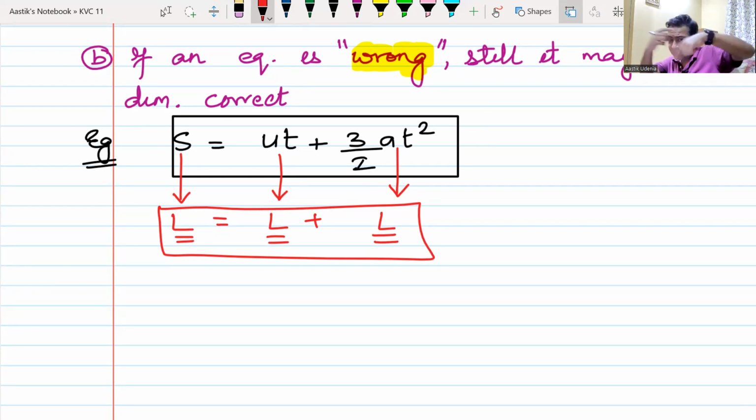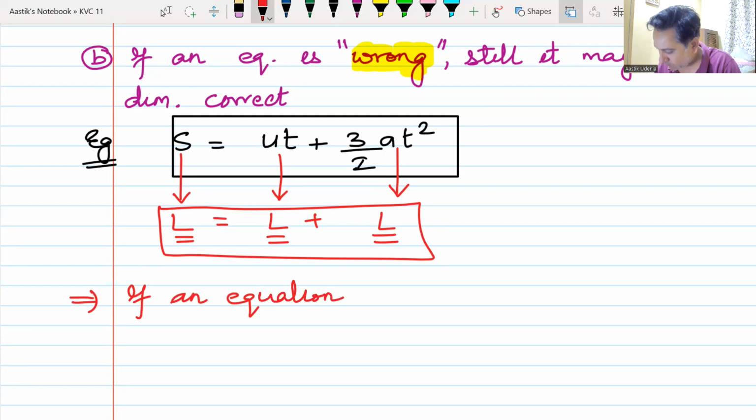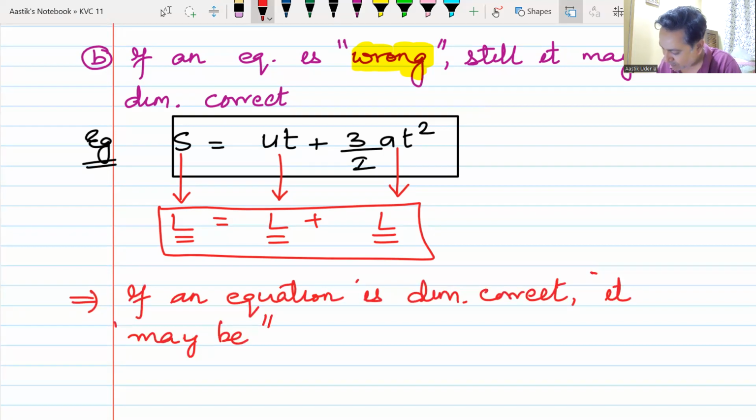Now I will write this in the reverse order. What is the reverse order? If an equation is dimensionally correct, it, again I use the same legendary term, it may be wrong.